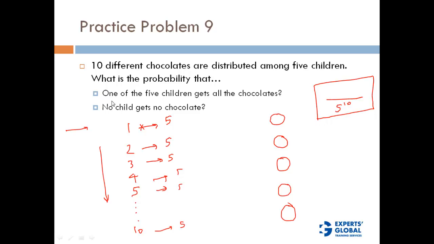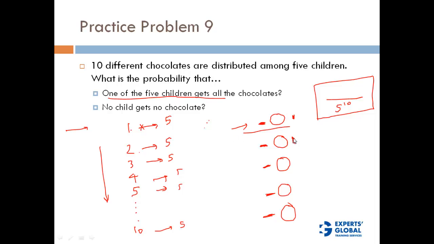Out of those, now we need to find the probability of one of the 5 children getting all the chocolates. That means either the first child gets all the chocolates, or the second child, or the third child, or the fourth child, or the fifth child gets all the chocolates. In how many ways can we have all the chocolates going to the first kid? There's only one way that all the chocolates go to the first kid, right? That way is this goes to first child, this chocolate goes to first child, and so on. So there's only one way in which this can happen.